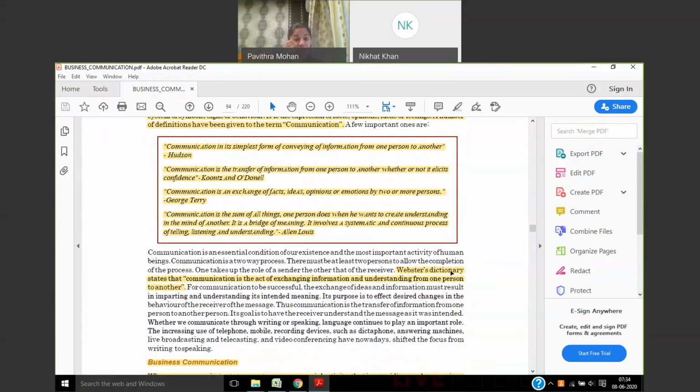Webster's dictionary, if you remember, I had given you Merriam-Webster. In the same dictionary, they have stated that communication is the act of exchanging information and understanding from one person to another. Basically, the concept of communication is the exchange of information, facts, figures, ideas, opinions, or emotions, involving one person to another person, or one person to multiple people, or multiple people talking to one person. It can be either way that communication takes place.